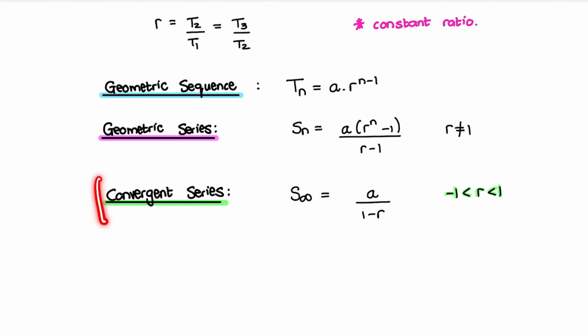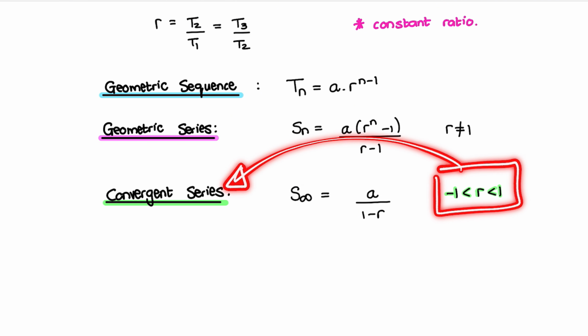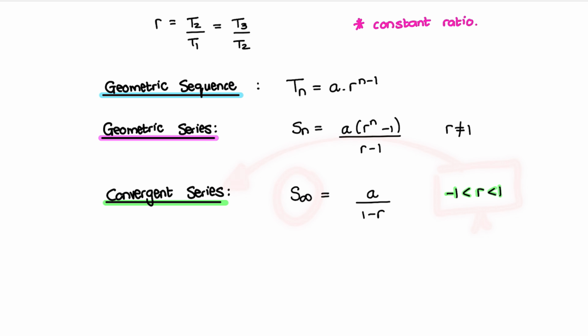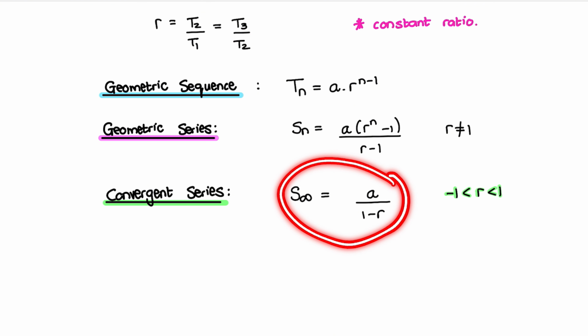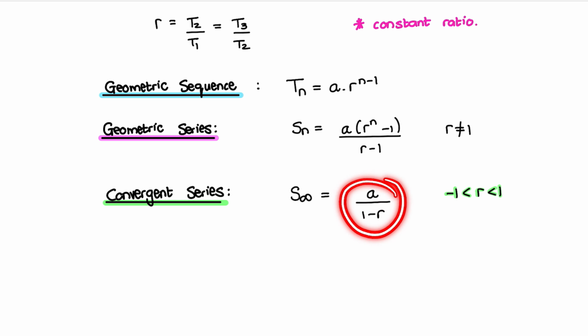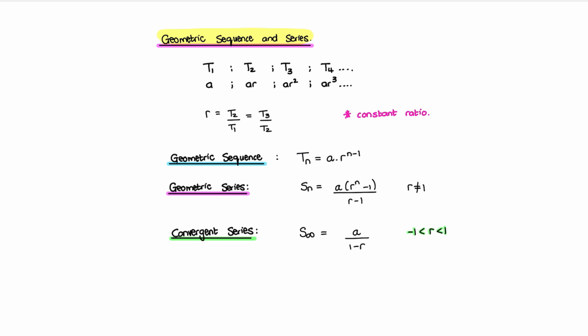And then lastly, we have a convergent series. Convergent series are used to find the sum to infinity. But the main property of a convergent series, or to find the sum to infinity, is that the ratio needs to be between -1 and 1. And that formula is A divided by 1 minus R. And that's some of the basics of a geometric sequence and series, which we will apply in the upcoming videos.